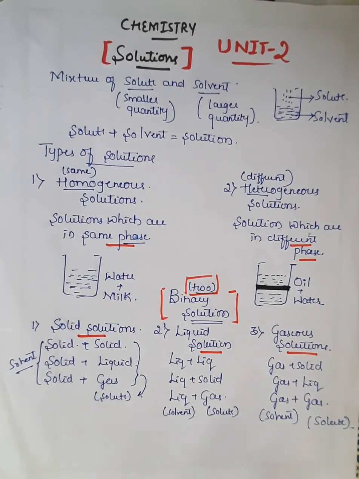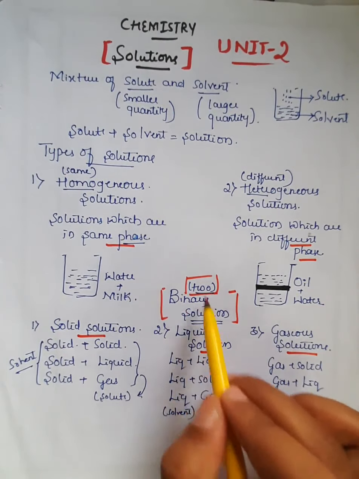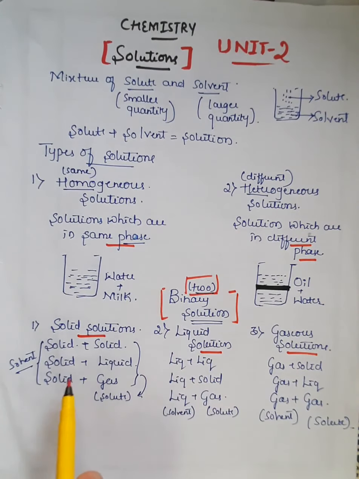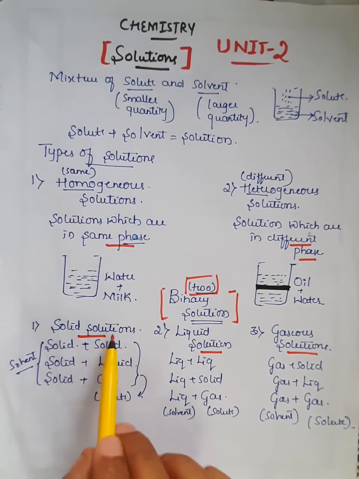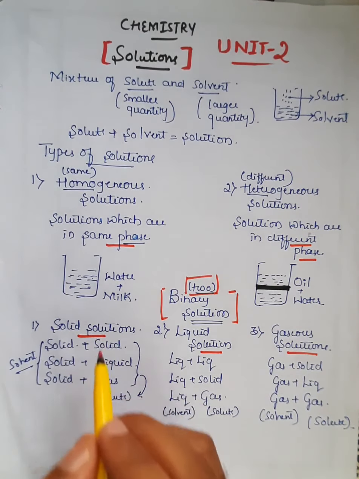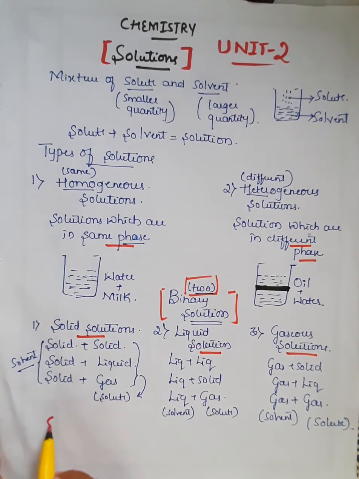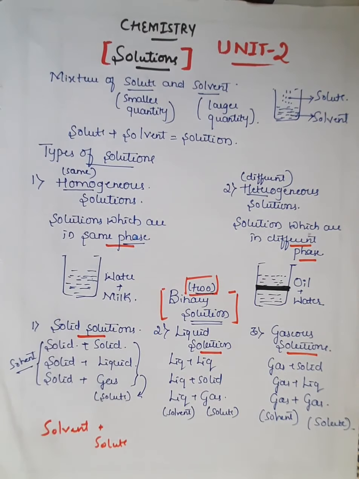So there are three different types of binary solutions. Binary means made up of two components. The first one is a solid solution, second one is a liquid solution, and third one is a gaseous solution. Already we know that a solution is made up of two different components, one is a solvent and another one is a solute. So solute plus solvent will convert into solution.